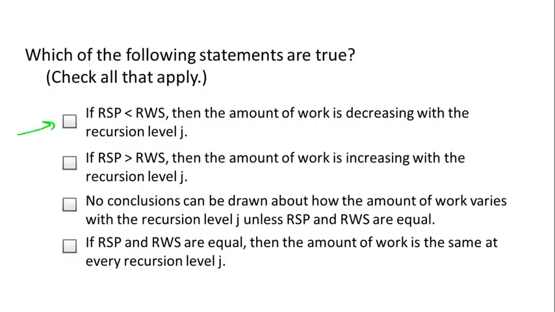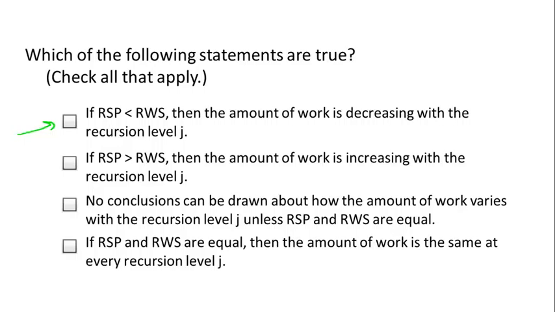So first of all, let's consider the first one. Suppose that the rate of subproblem proliferation, a, is strictly less than the rate of work shrinkage, b to the d. This is where the forces of good, the rate at which we're doing less work per subproblem, is outpacing the rate at which subproblems are proliferating. Okay, so the number of subproblems goes up, but the savings per subproblem goes up by even more. So in this case, it means we're going to be doing less work with each recursion tree level. The forces of good outweigh the forces of evil.